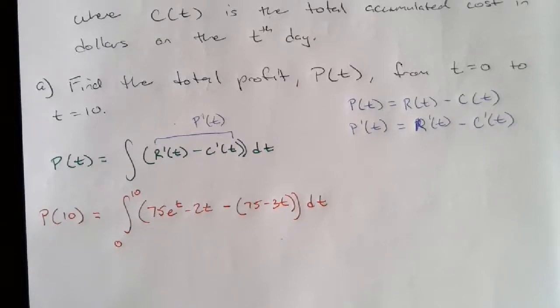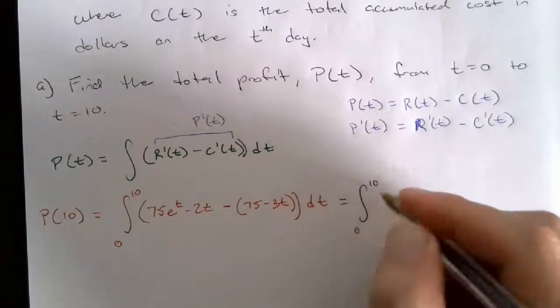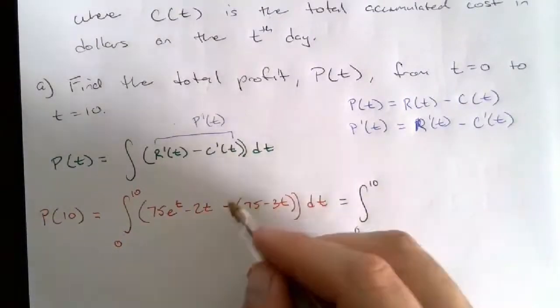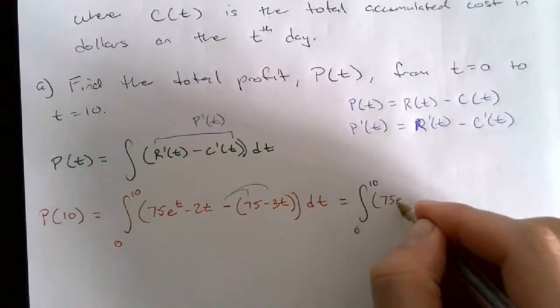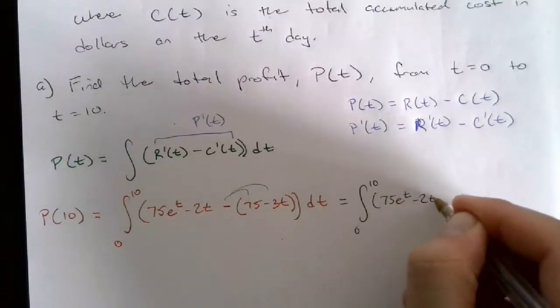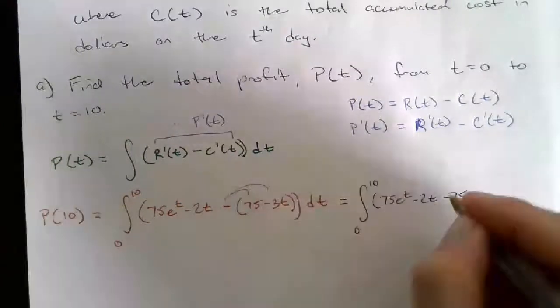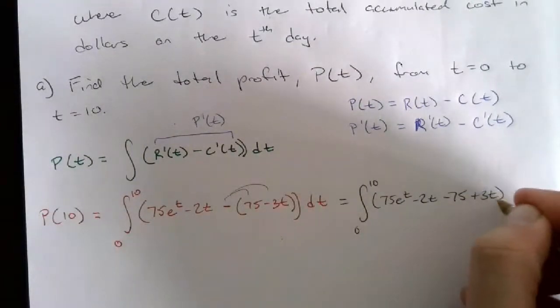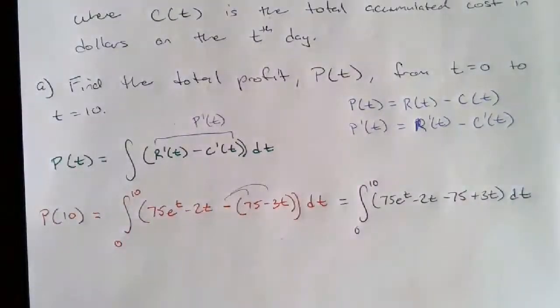And then we're going to simplify this and evaluate. So this is the integral from 0 to 10 of, distributing the negative sign through, 75e^t minus 2t minus 75, and then negative times the negative makes us plus 3t. And then this is all with respect to t.